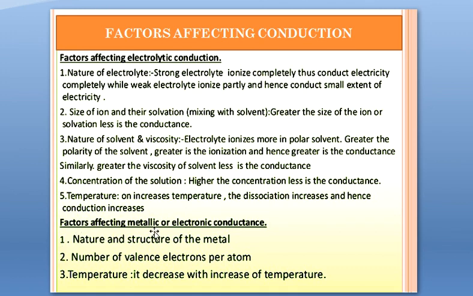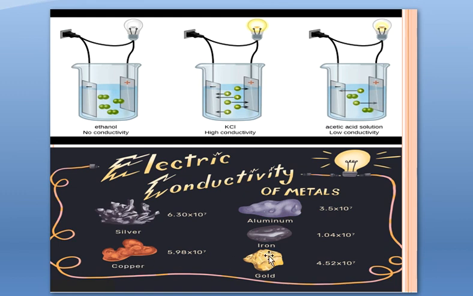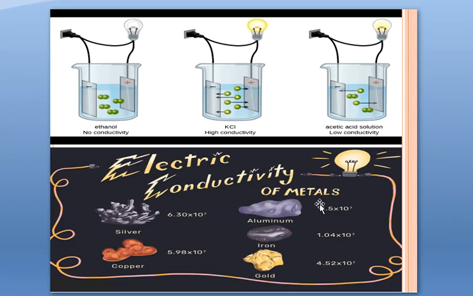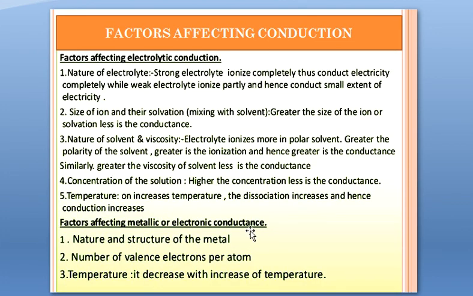Then factors affecting metallic or electronic conductance. There are just three factors: nature and structure of the metal. We have here in this diagram different metals and different conductivities. Obviously it depends on the number of mobile electrons and whether there is lesser resistance from the kernels or not. So depending on the nature of the metal, conductance will be different. Number of valence electrons. Obviously everything is based on the electrons. Conductivity is there due to the movement of electrons. So how many valence electrons there are, how much movement is possible, that will directly affect the conductance of the metallic conductor.